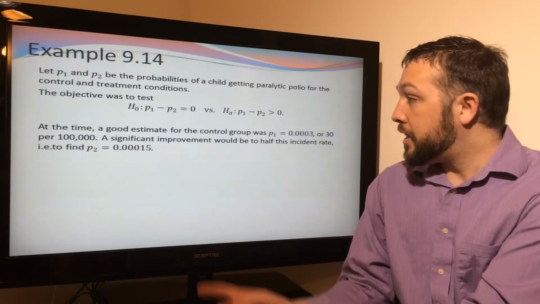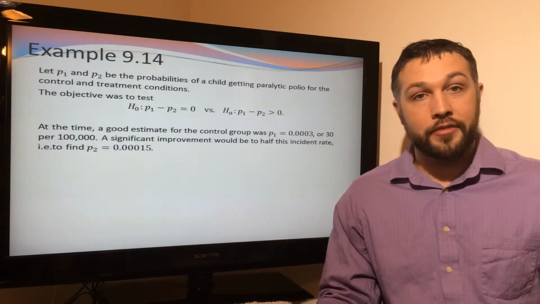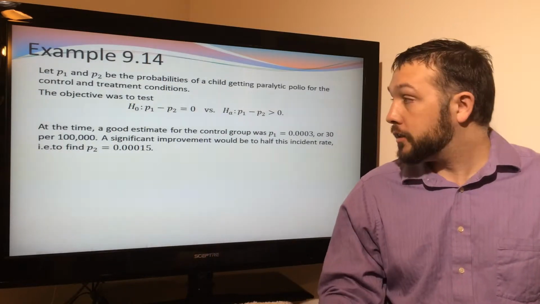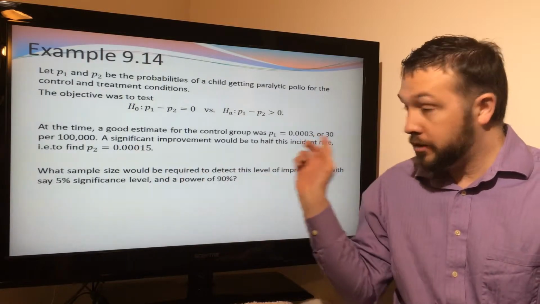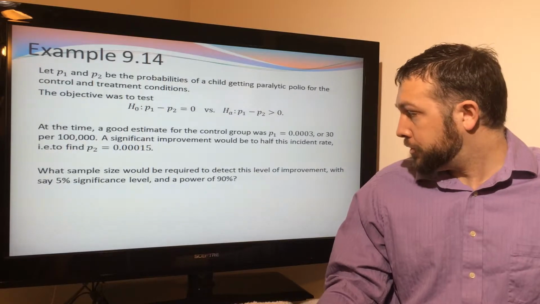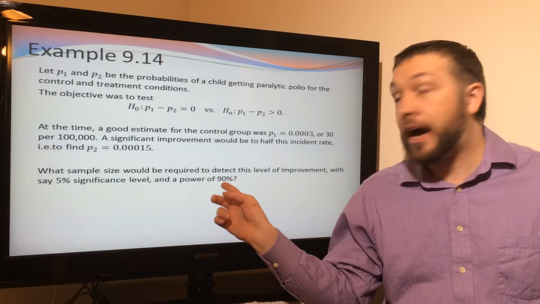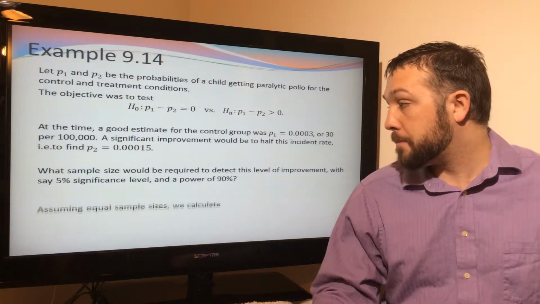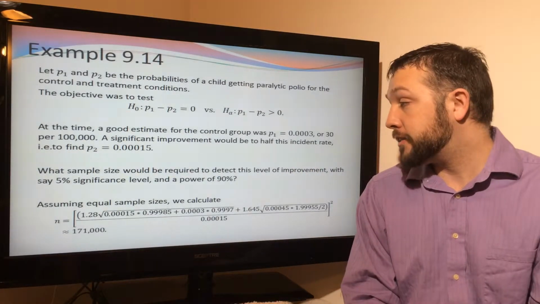Now, what we can do is say, I think that the vaccine is doing something practically significant if the proportion gets cut in half. If we can cut the incidence rate in half with the vaccine, that's good. So if we want to detect this difference, what sort of sample size would we need? D is going to be the difference of these proportions, 0.00015. Let's suppose that we have a given significance level and a given power level. Remember, if the power is 90%, that means beta is 10%. Assuming equal sample sizes, we plug into the formula from the last slide.